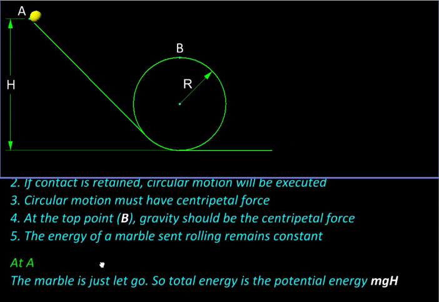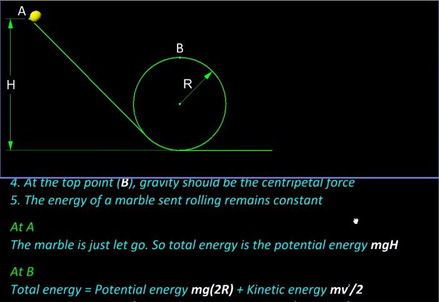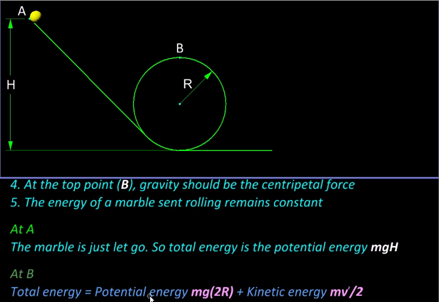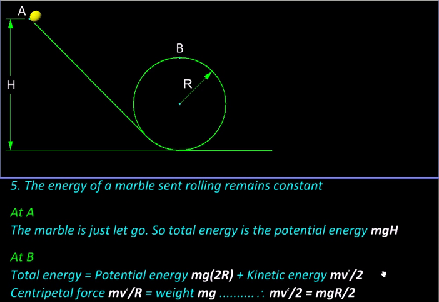Now let us take stock of this energy. At point A, the marble is just let go without any kinetic energy, so its entire energy is in the potential form, mgh. While at point B, it will have potential as well as kinetic energy. The potential energy will be mg into this height, which is 2 times the r, or diameter of this loop, and the kinetic energy expression is half mv square.